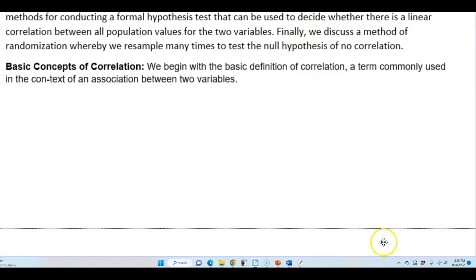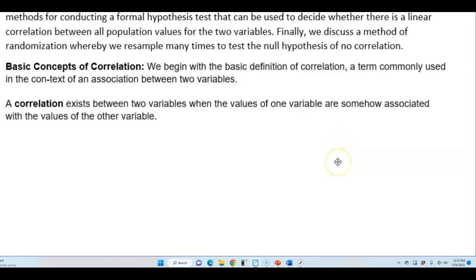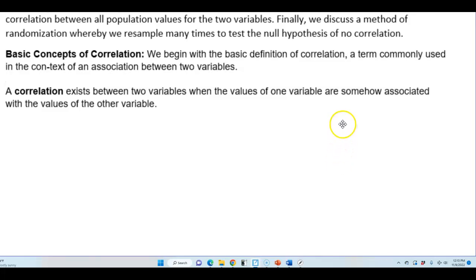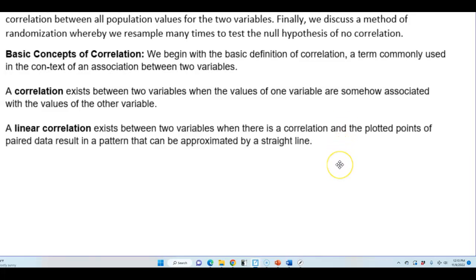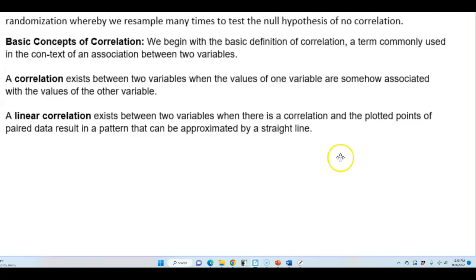Okay, so the basics. Concepts of correlation. We begin with the basic definition of correlation, a term commonly used in the context of an association between two variables. A correlation exists between two variables when the values of one variable are somehow associated with the values of the other variable. A linear correlation exists between two variables when there is a correlation and the plotted points of paired data result in a pattern that can be approximated by a straight line.